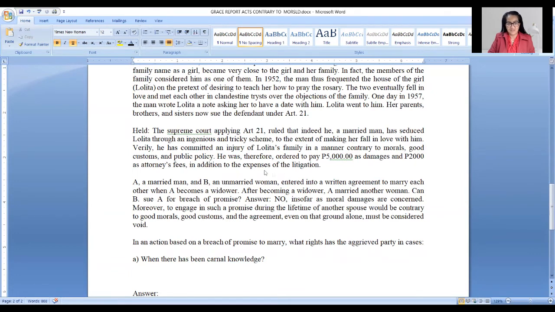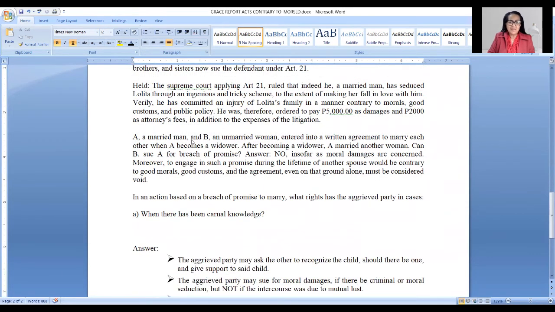A, a married man, and B, an unmarried woman, entered into a written agreement to marry each other when A becomes a widower. After becoming a widower, A married another woman. Can B sue A for breach of promise? Answer: No. Insofar as moral damages are concerned, moreover, to engage in such a promise during the lifetime of another spouse would be contrary to good morals and good customs, and the agreement, even on that ground alone, must be considered void.